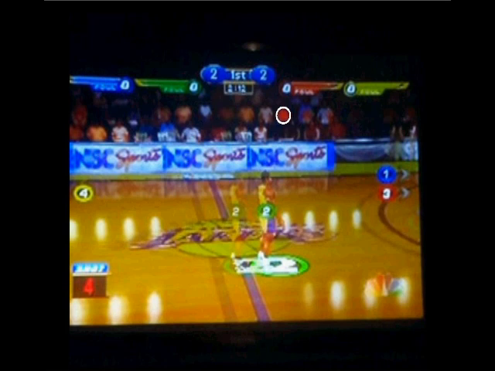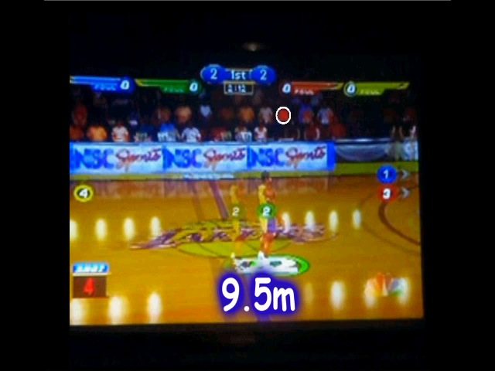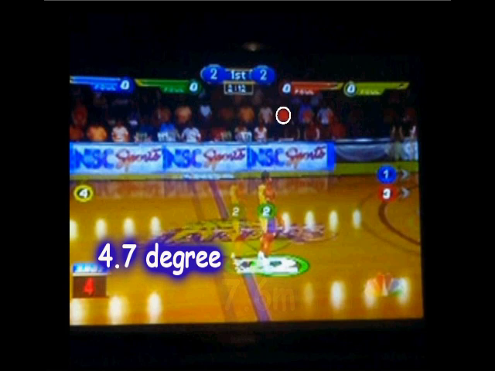Then, by using the pixel scale, we figured out that this ball travels the equivalent of 15 meters horizontally compared to the 19 meters it should have traveled mathematically. You may recall the half distance last time was 9.5 meters, and in this game it is 7.6. Close, but no cigar. Recall that this pass would be thrown at a 4.7 degree angle in real life.